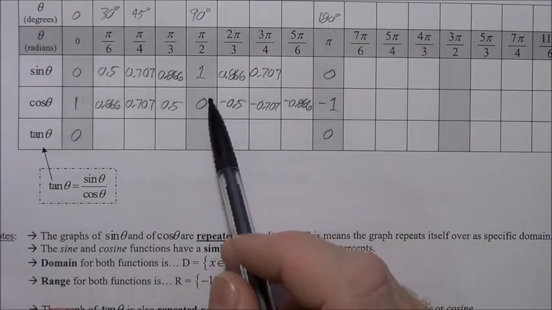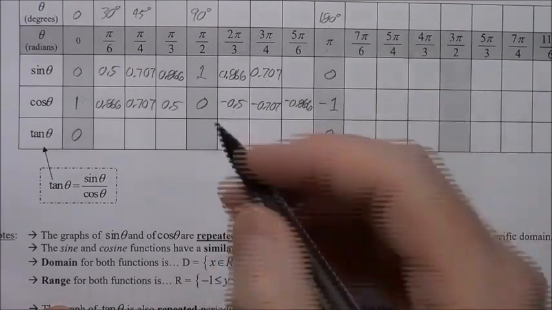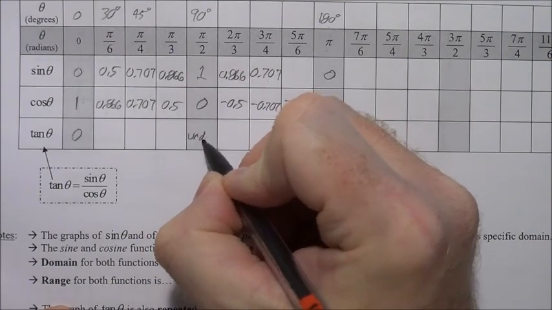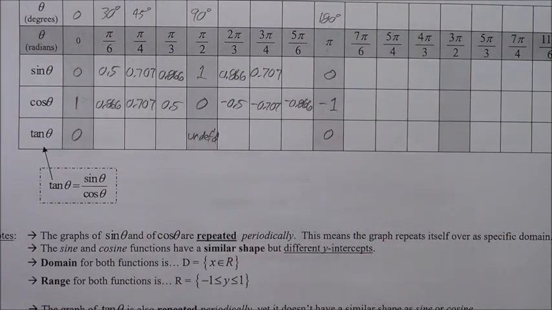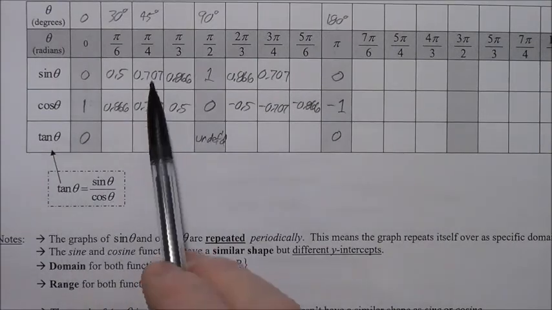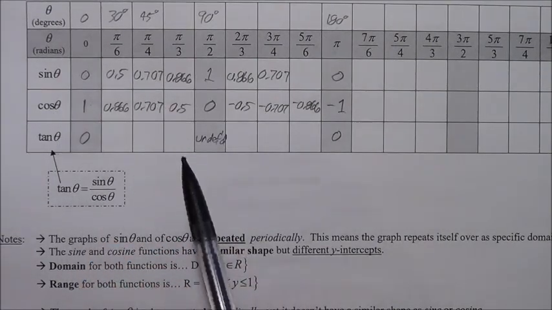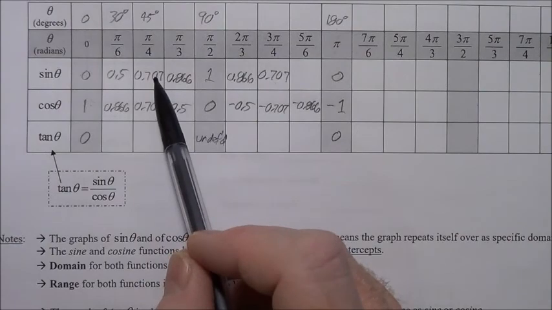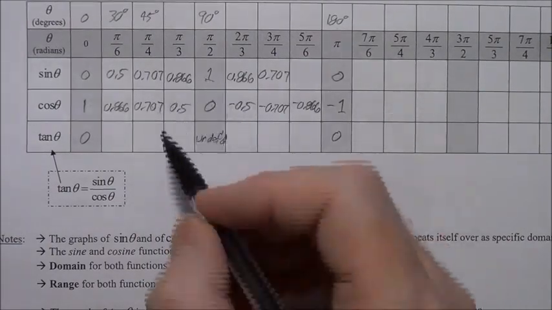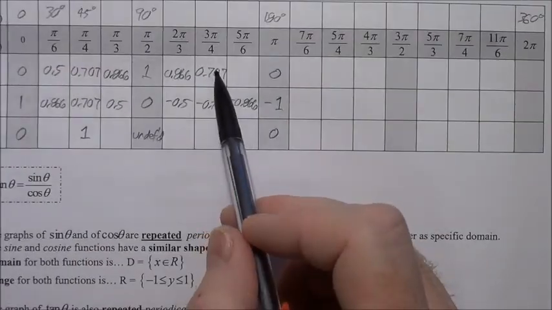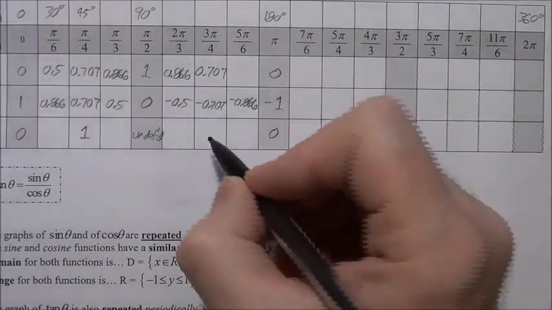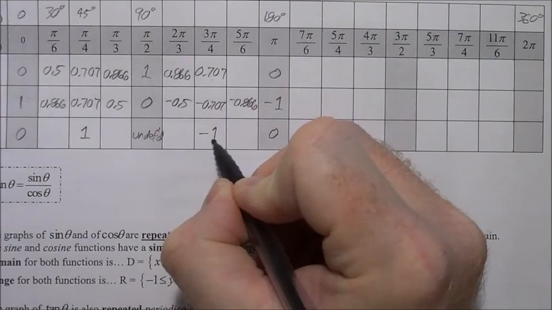Well, of course, we can't divide by 0. That will give us an undefined slope there, so that's undefined right there. Then we'll continue dividing sine theta by cosine theta. For pi by 4, 0.707 divided by that, the same thing, gives us 1, of course. Over here in the second quadrant, we divide these, we're going to get negative 1.